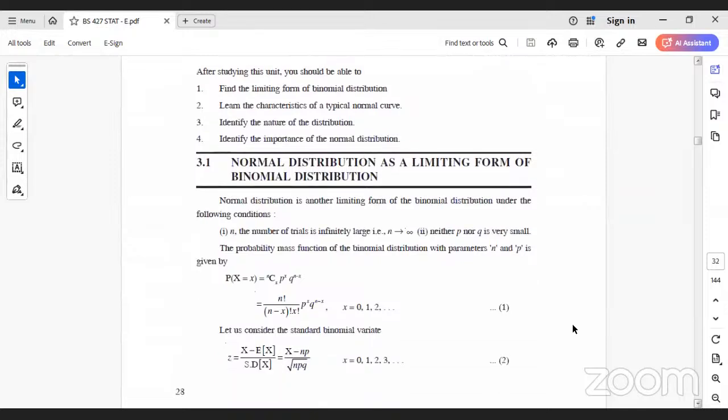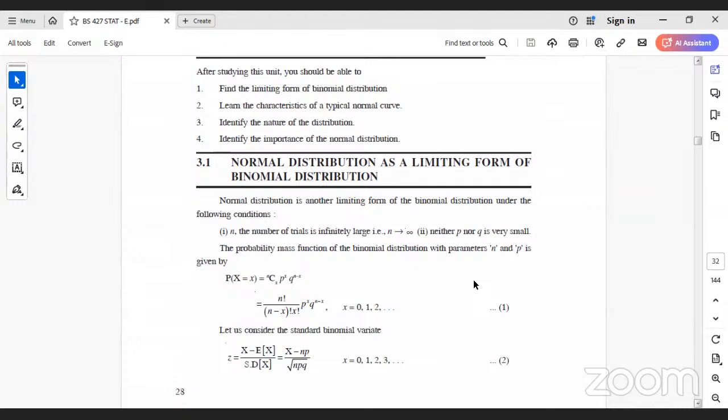See here, the normal distribution as a limiting form of the binomial distribution. Normal distribution is the limiting form of the binomial distribution under the following conditions: n, the number of trials, tends to infinity, and neither p nor q is very small.